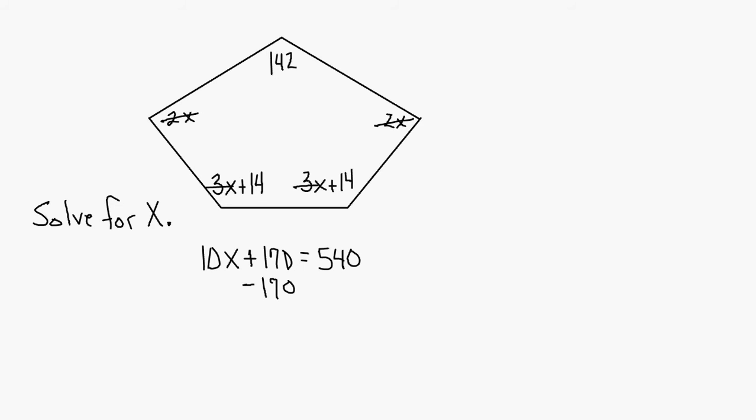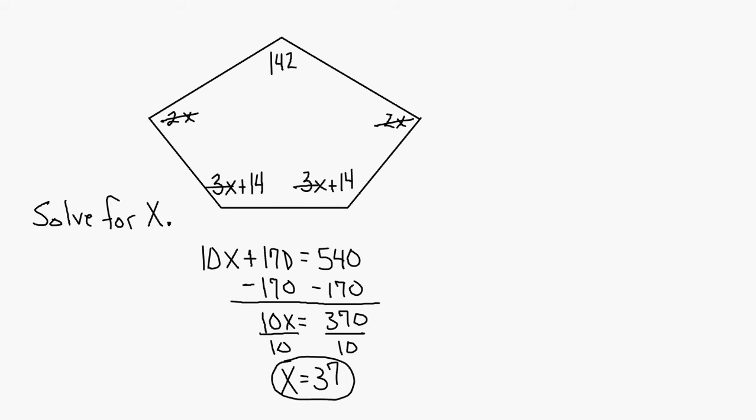Subtract your 170 from each side. Divide by 10. X is going to equal 37.